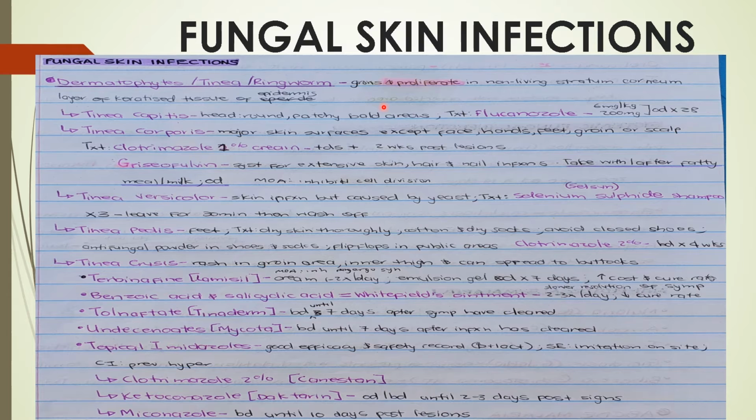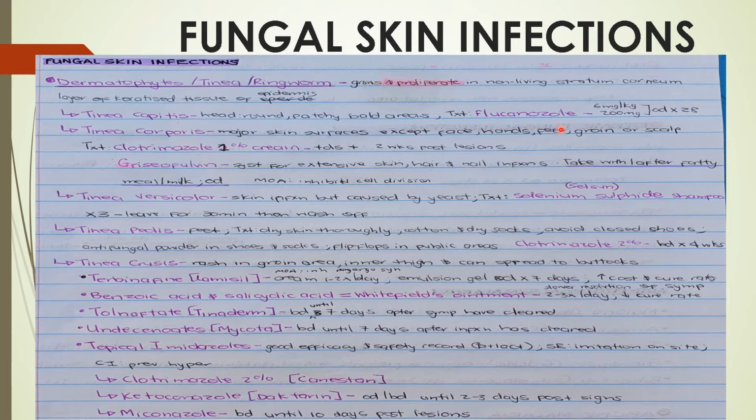So tinea capitis, this is infection of the head. It causes round patchy bald areas, and how we treat this one is we use fluconazole, which is 200 milligrams once daily for 28 days. Or if it's for younger kids, usually those under 12, they'll say 6 milligrams per kilogram. So obviously if the child is 6 kilograms, then you multiply by 6 milligrams, and the child will get 36 milligrams.